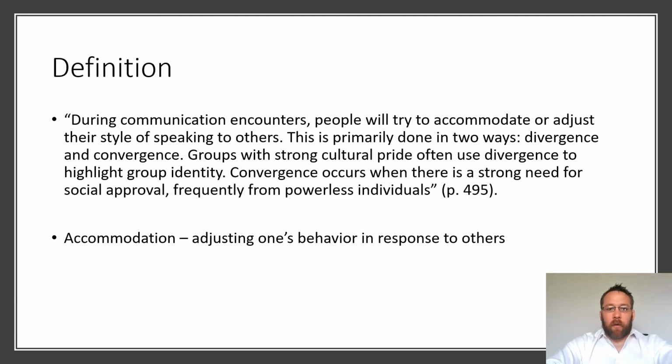All right, so kind of what I mentioned, I'll just read this definition out to us. During communication encounters, people will try to accommodate or adjust their style of speaking. This is primarily done in two ways: divergence and convergence. We'll talk about this in a second. Groups with strong cultural pride often use divergence to highlight group identity. So groups with strong cultural pride speak to people on the outside to highlight the differences.